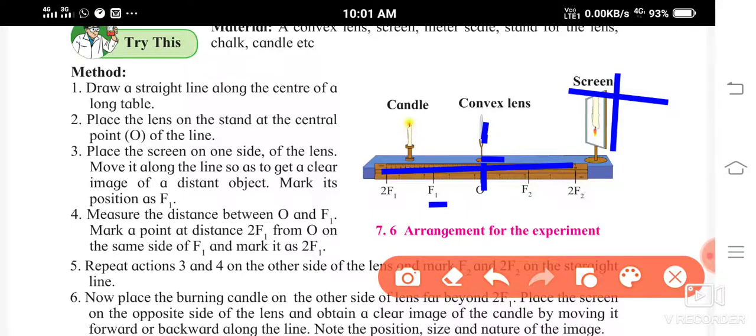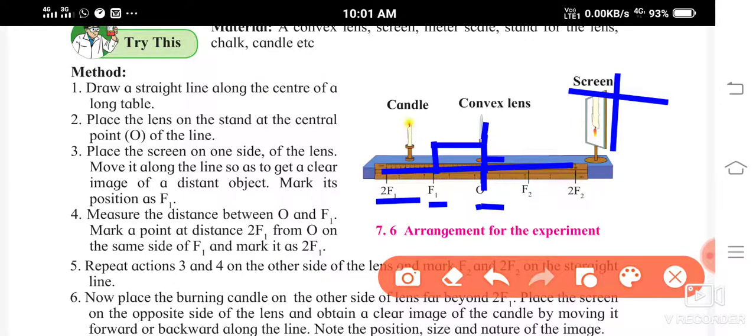Measure the distance between O and F1. So measure the distance, and you can see here this is O and F1. From here to here you are going to measure the distance. Mark a point at distance 2F1 from O on the same side of F1 and mark it as 2F1.